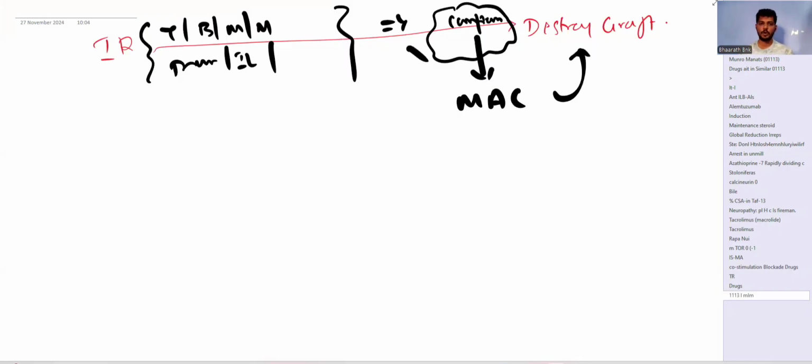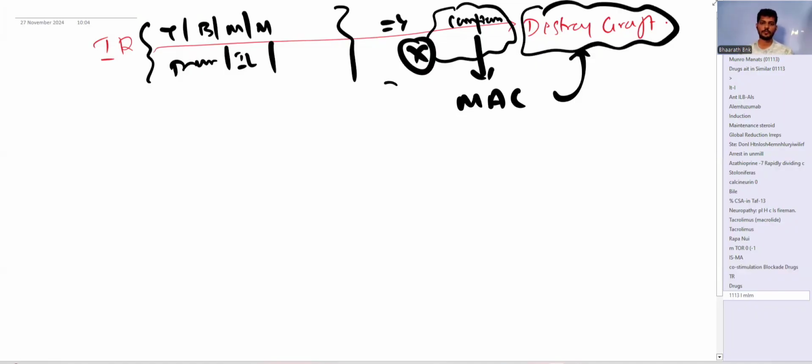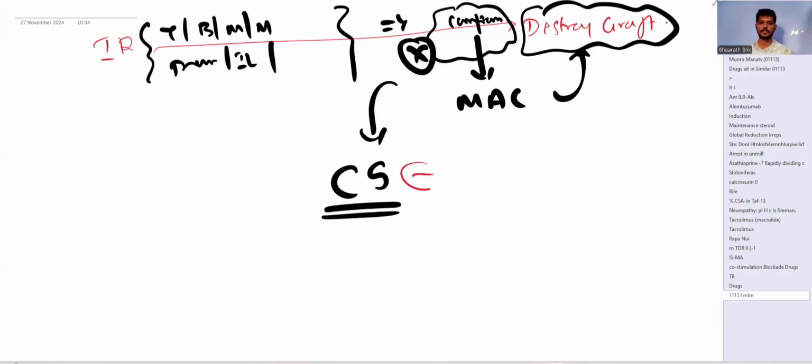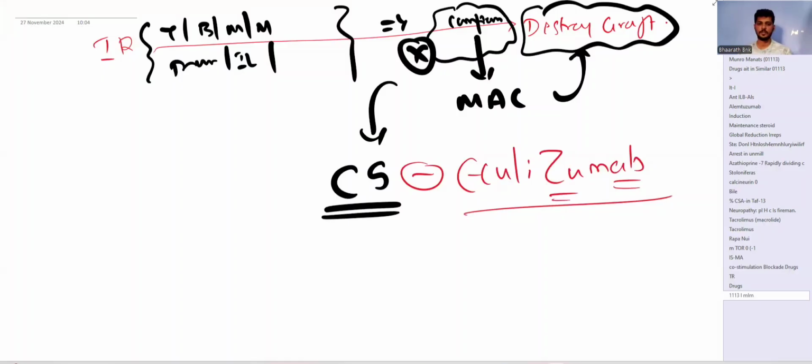So even if by some reason it escapes earlier, if we can produce a substance that can block this complement, we will be successful in saving the graft. And one such important component of the complement system is C5. Right? And there is a drug which inhibits this C5 that is called eculizumab. So it is a humanized monoclonal antibody which inhibits the C5. So it inhibits the membrane attack complex and saves the graft.